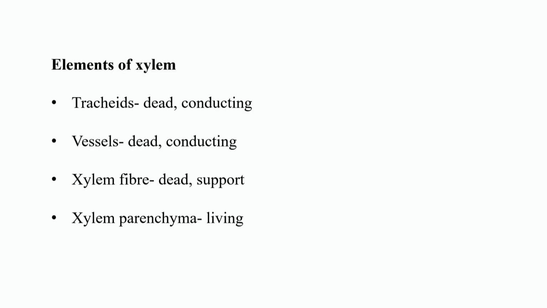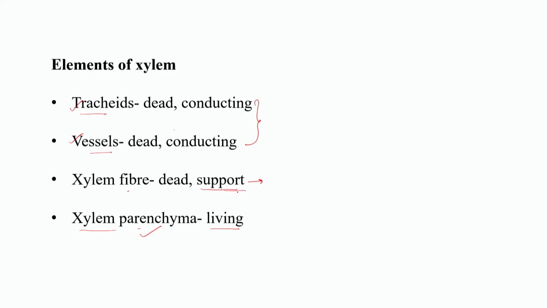Then coming to elements of xylem. Four different types of elements are present, which are tracheids, vessels, xylem fiber and xylem parenchyma. In this, tracheids, vessels and xylem fibers are dead tissues, and xylem parenchyma is the only living tissue found in xylem. Tracheids and vessels have the conducting role, whereas xylem fibers are just for support. We have discussed sclerenchyma, the fibers. So this is the xylem fiber, which is sclerenchymatous and is required for support.